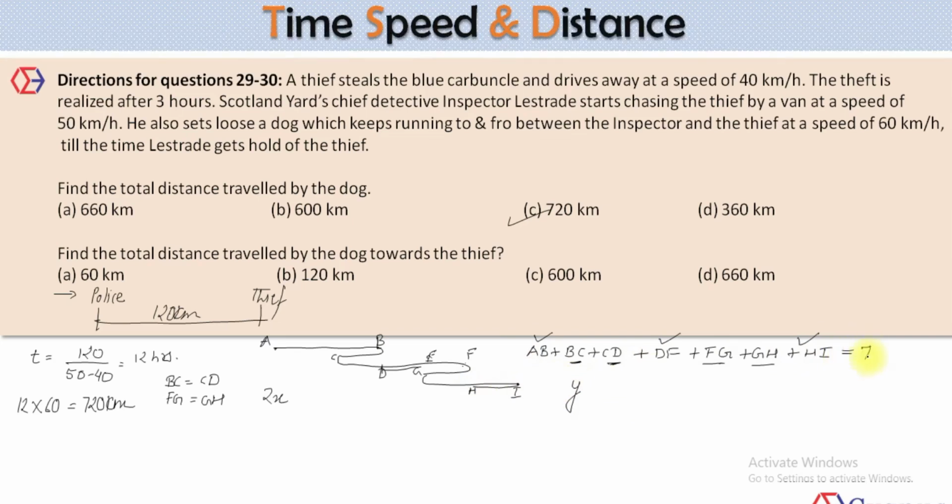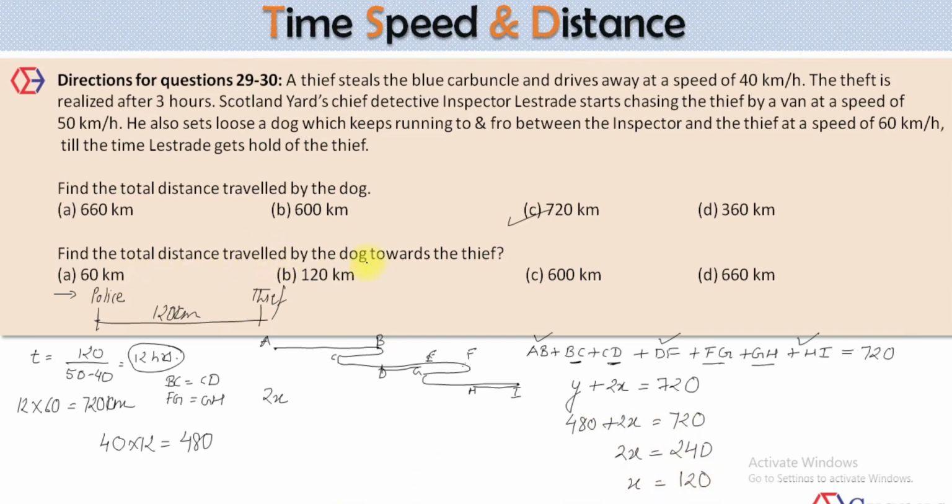This was already equal to how much? 720. So how do we write it? Y plus 2x is equal to 720. And what is Y? It's the distance traveled by the policeman. He traveled for how many hours? 12 hours. What was the speed of the policeman? 40. So the distance traveled by the policeman will become 40 into 12. That is 480. So we'll get the value of x from here. I'll say 480 plus 2x is equal to 720. So I'll get 2x equal to how much? 240. So what is the value of x? It's 120.